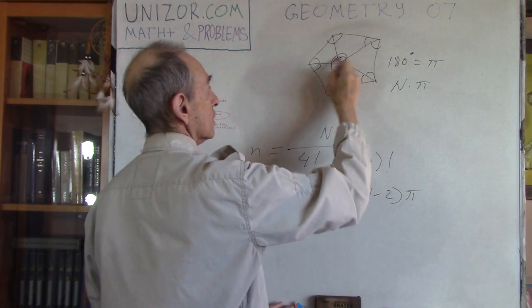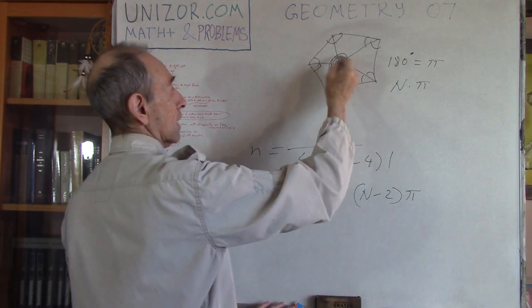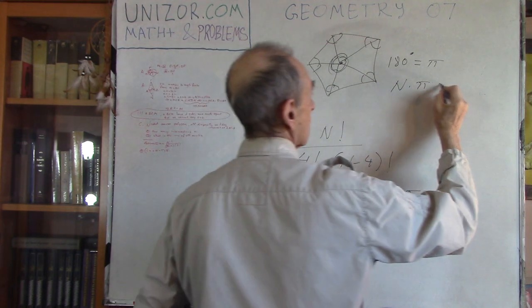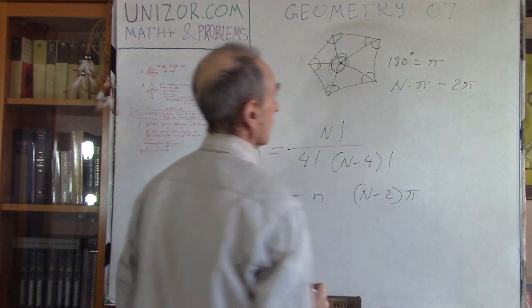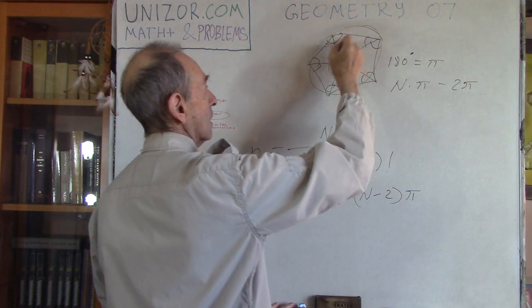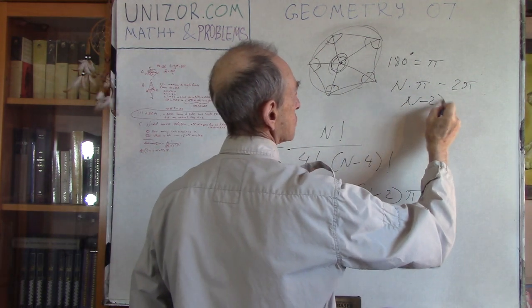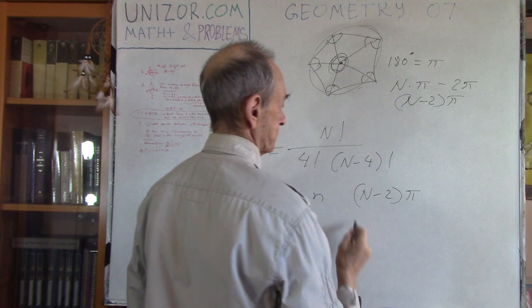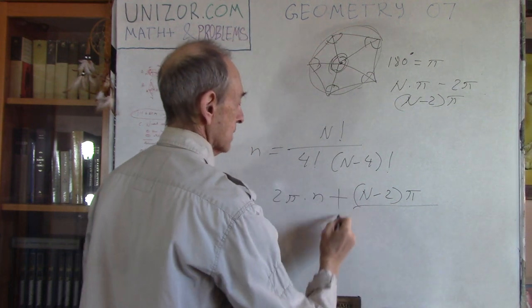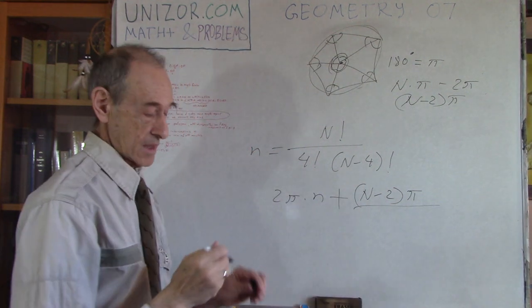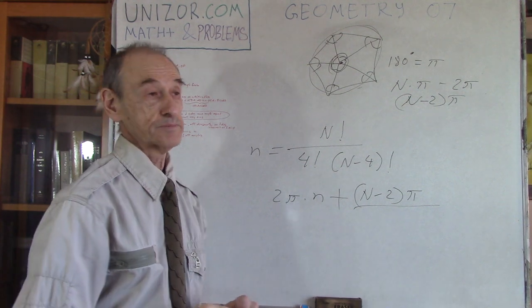But you shouldn't really count all this, which is 360 degrees, which is 2 pi. So minus 2 pi. So the sum of all the inner angles of a polygon is always n minus 2 times pi. So if you add them together, you will have an answer. That's the sum of all the angles.